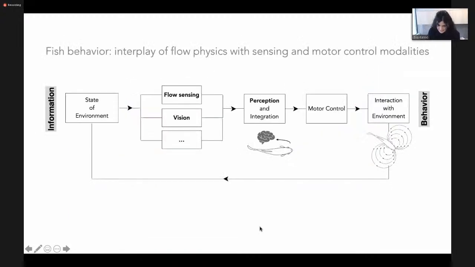So what we are interested in is behavior, and locomotion or swimming as an expression of behavior. Behavior in all forms of life is the result of the ability to interact actively with an environment. You have to be able to sense and respond to that environment accordingly. For the fish, the environment is fluid, and the interplay between the flow physics and the sensing and motor control modalities is largely unknown. It's not known how the fluid environment has shaped the evolution of sensory motor control in fish and what sensory cues matter for behavior, for swimming specifically.